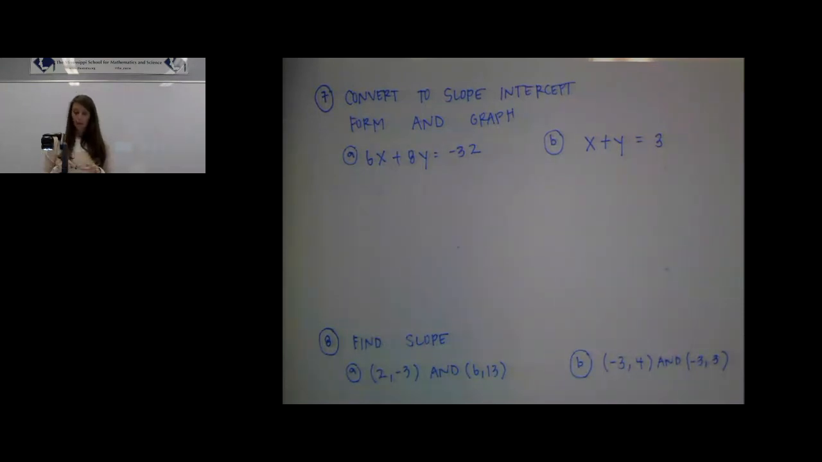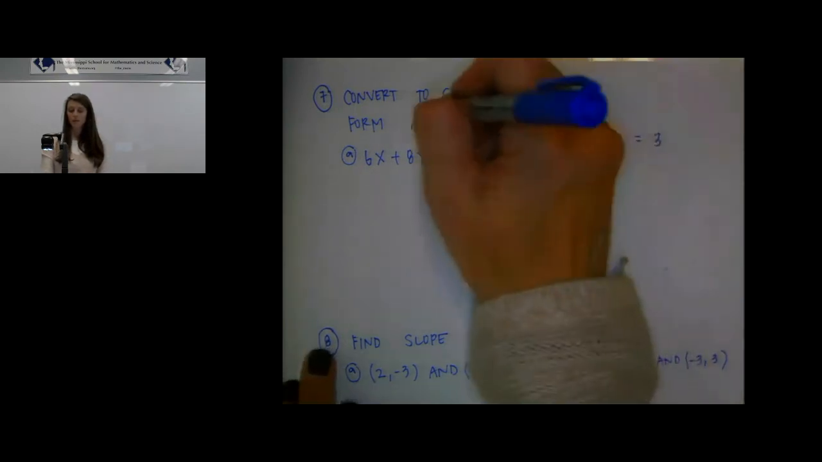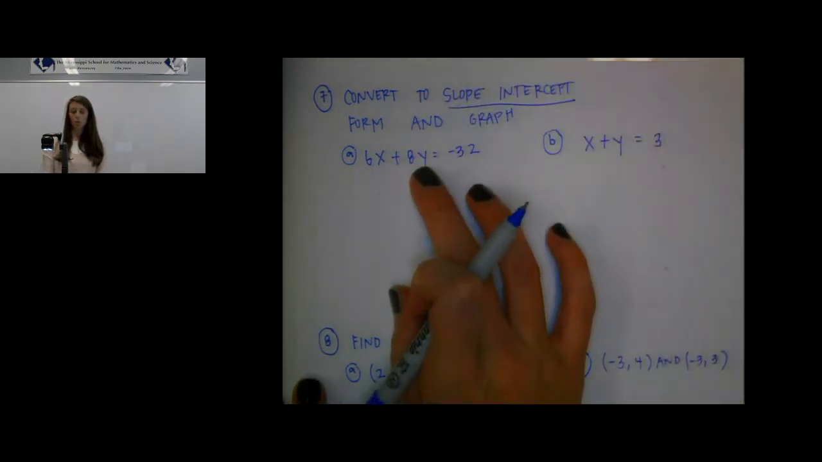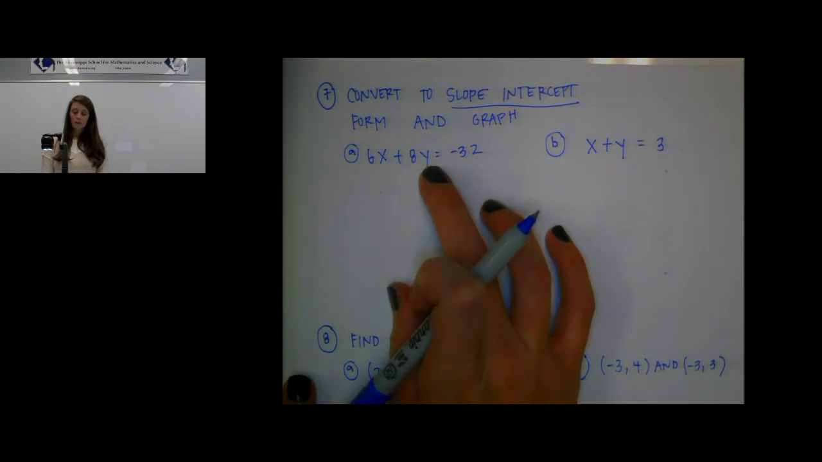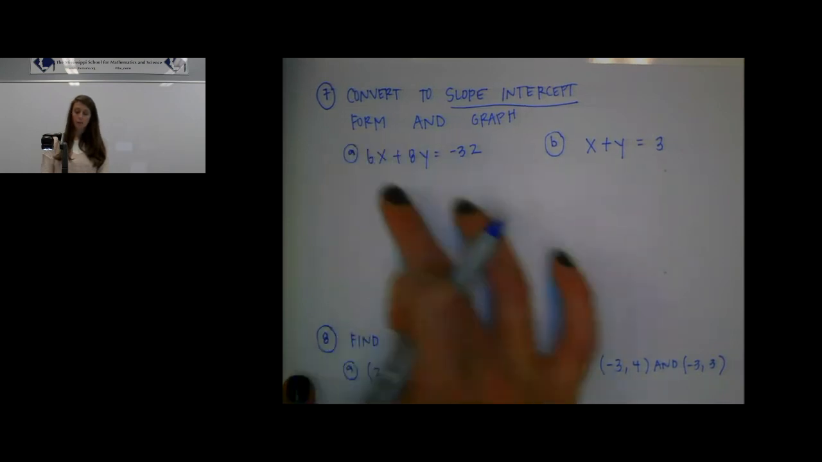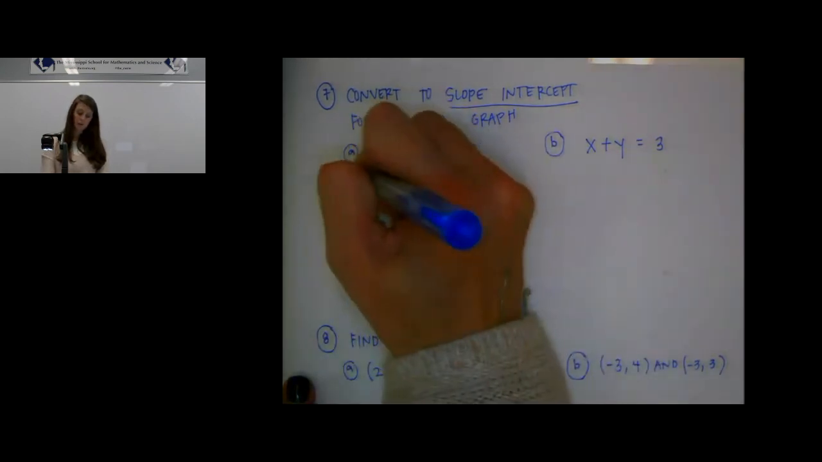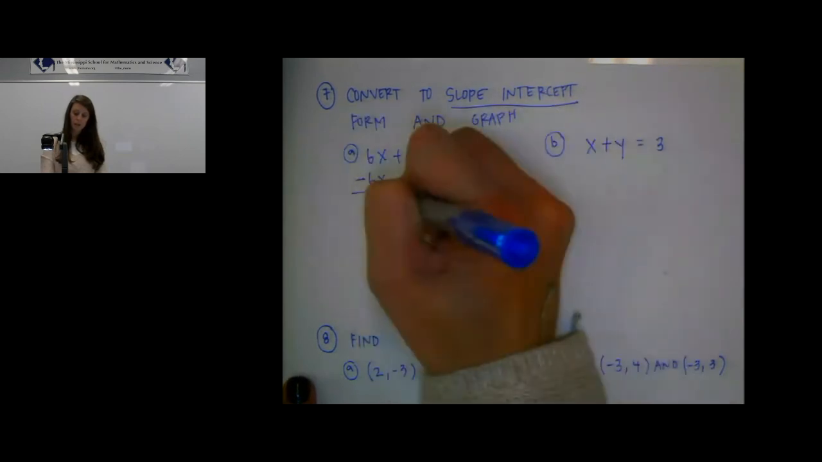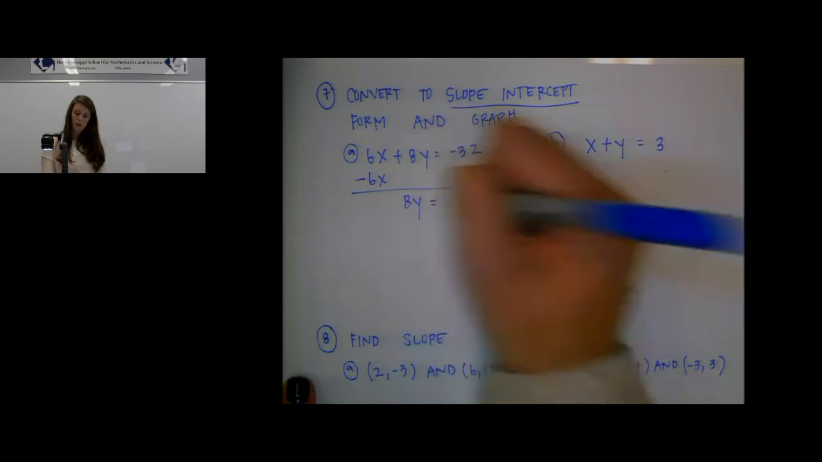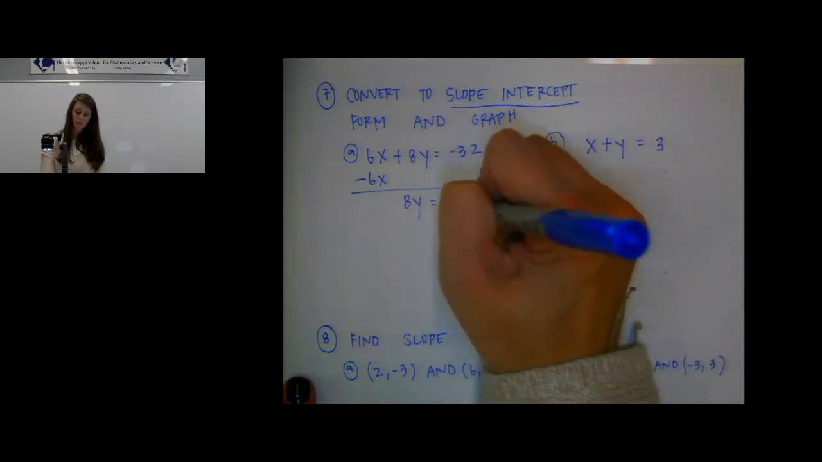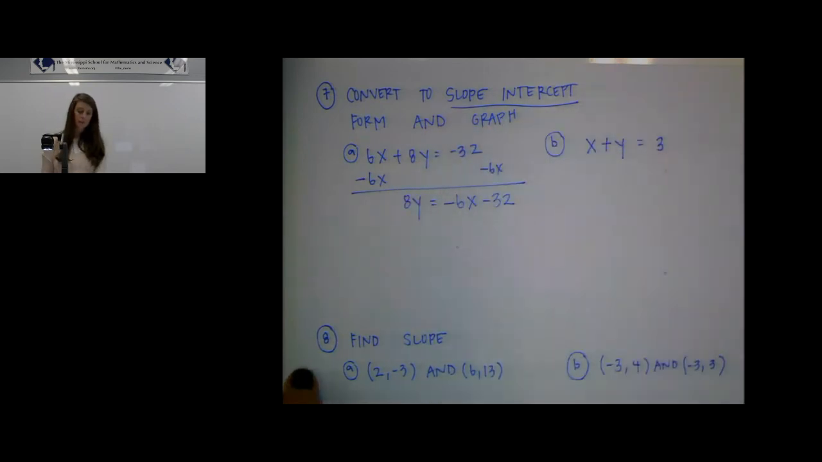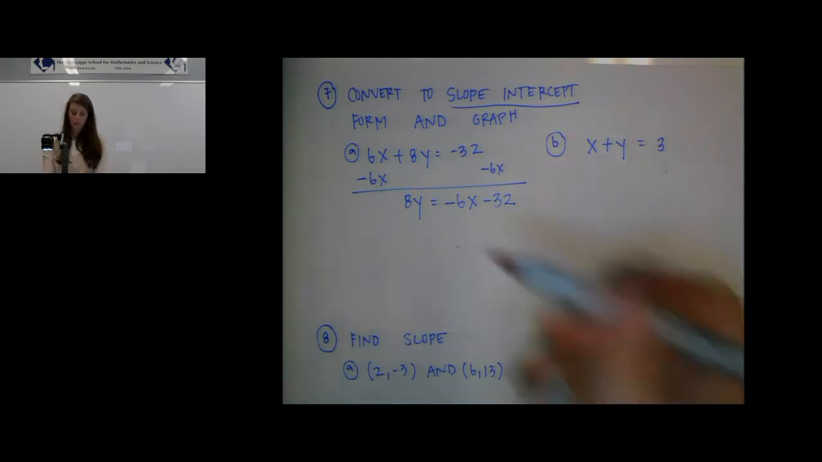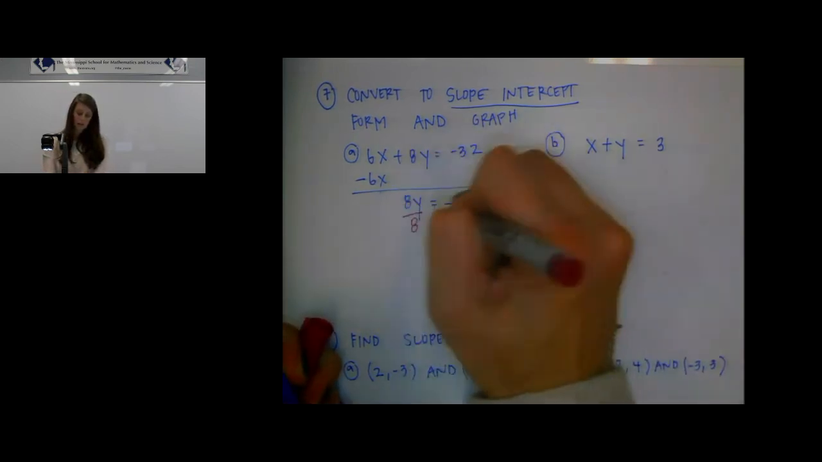Okay, so if I wanted to convert to slope-intercept form, what I'm asking for is to solve this equation for y. So I would move that 6x to the other side. I would subtract 6x on both sides. So I'm going to have 8y is equal to negative 6x minus 32. Okay, we're not done here, so we're going to divide both sides by 8.